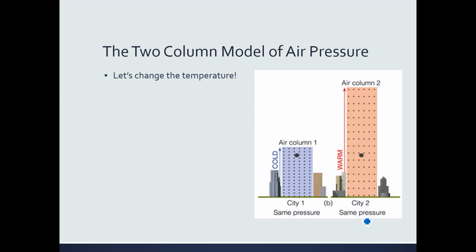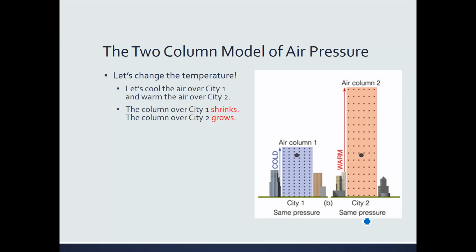As we do that, this is what we end up getting. If we cool column 1 and warm column 2, column 1 shrinks, and column 2 grows, it becomes taller. Now at this point, we haven't added or removed any air from either column. We haven't done anything like that. So the surface pressures are still the same.